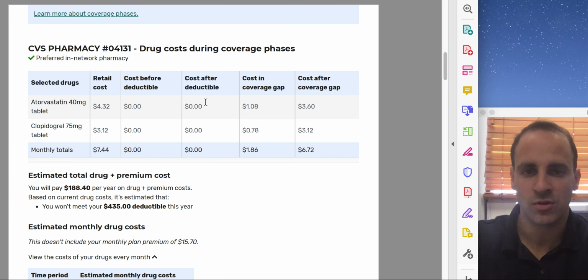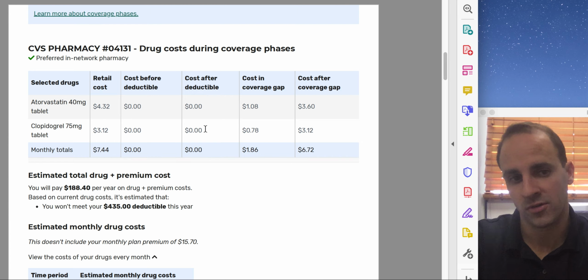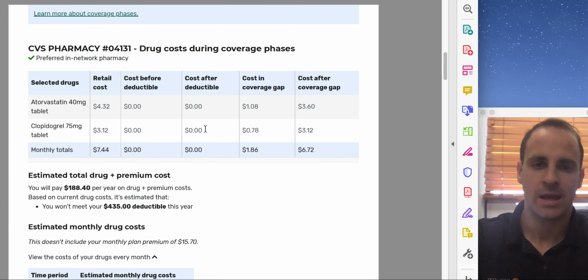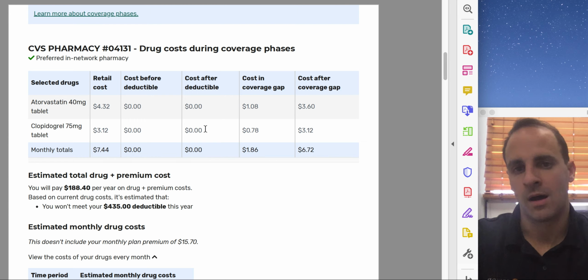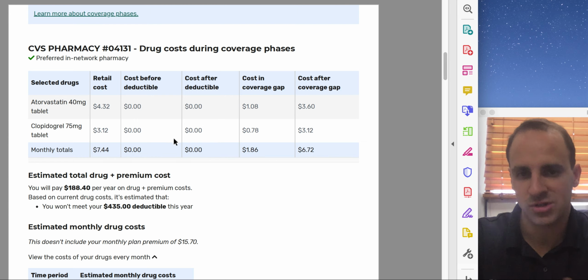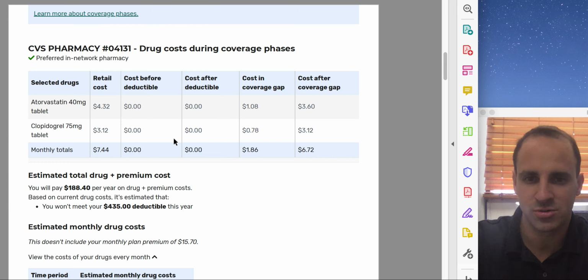And then after the deductible, they're still going to pay 0. So if they had another drug that came in and they reached that deductible, they'd still pay 0. So this is pretty straightforward for these 2 drugs. They're, again, very inexpensive generic medications. If you go to the preferred pharmacy, that's what you're going to pay each month.